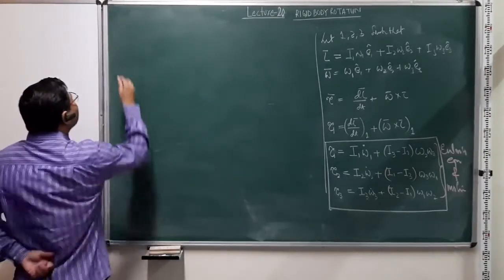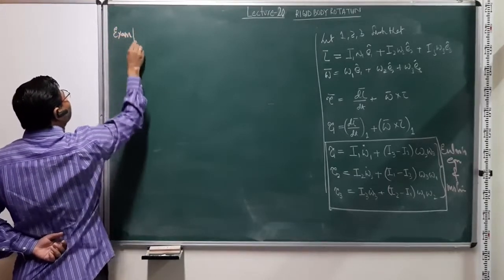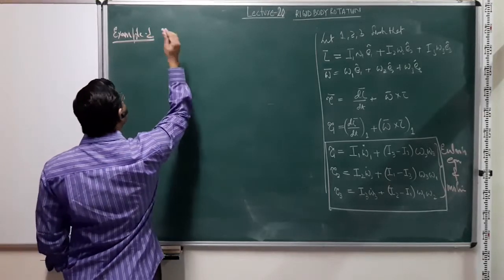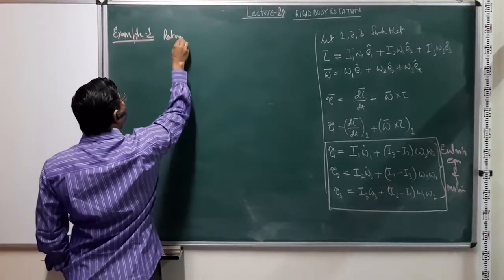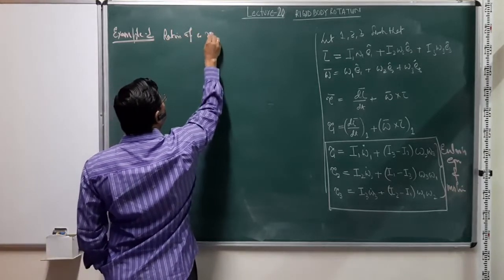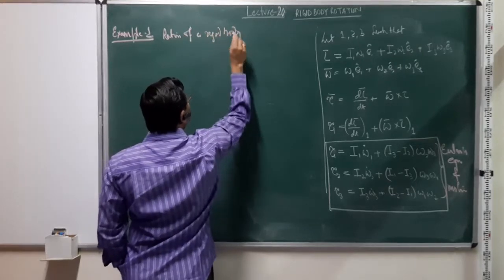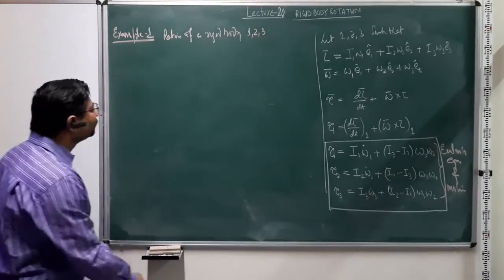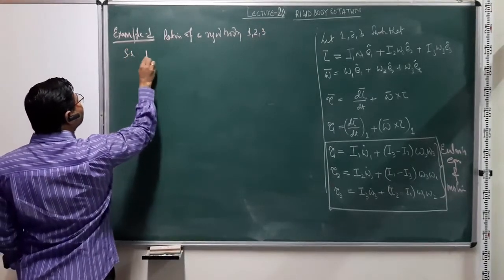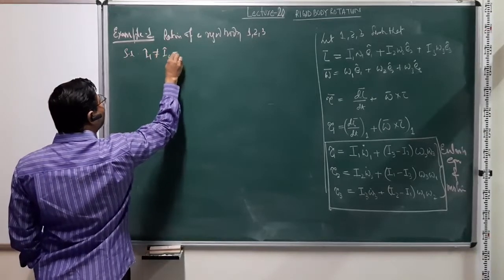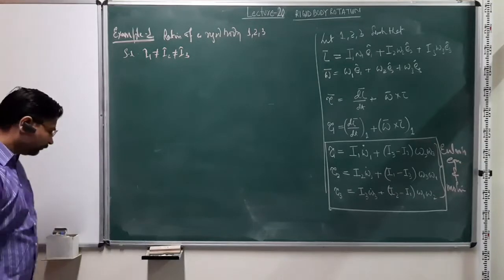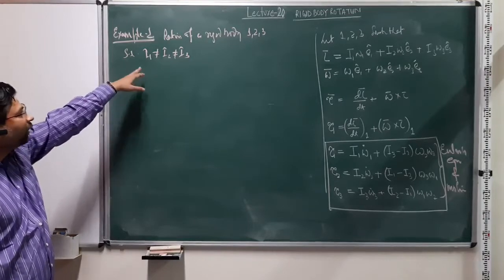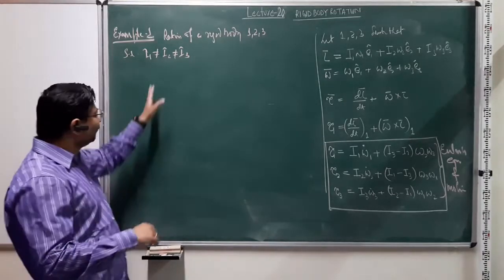And the example that I am going to take, example 1, is the rotation of a rigid body with principal axes 1 to 3, such that I1 is not equal to I2 is not equal to I3, right? So rotation of a rigid body about 3 principal axes at a given instant, where all the 3 moments of inertia are different from each other, right?